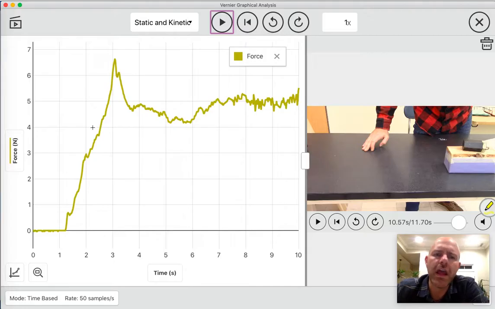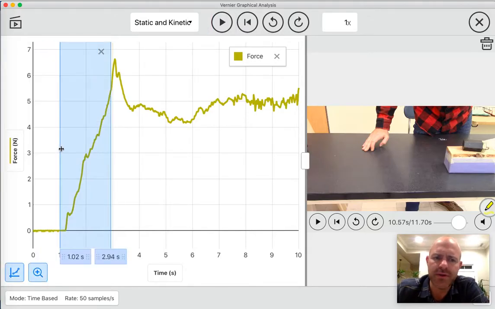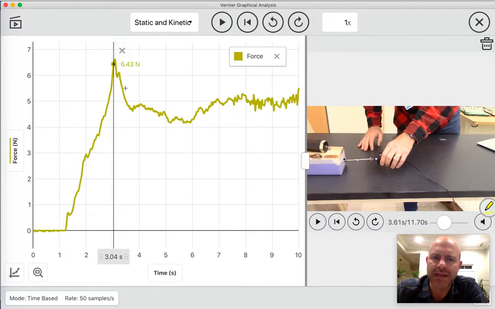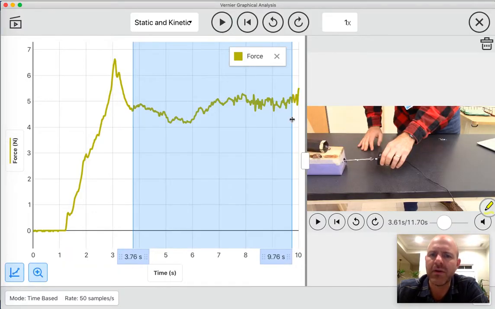Right? In that case, there are really three zones to worry about. There's the before it starts to move, where it's a static frictional case. There's this peak that happens when it breaks free. That's our maximum friction. And then we've got an area where it's relatively constant. And that's our kinetic or moving friction.